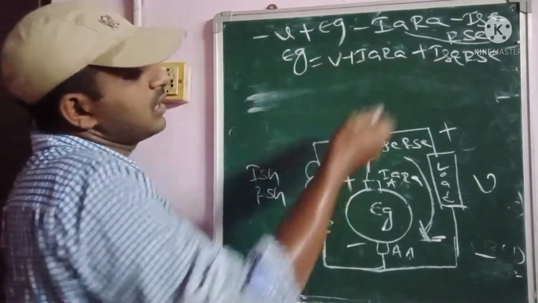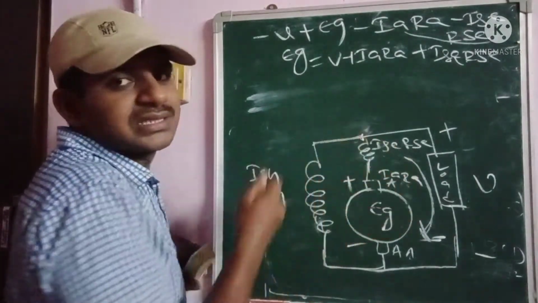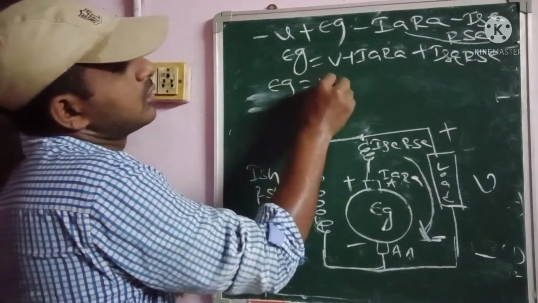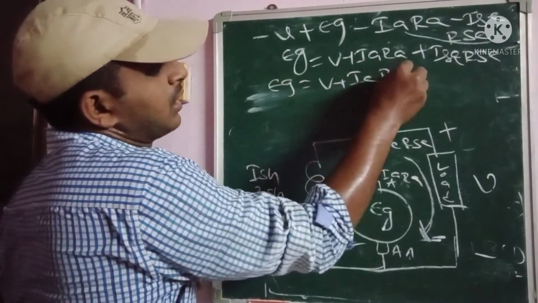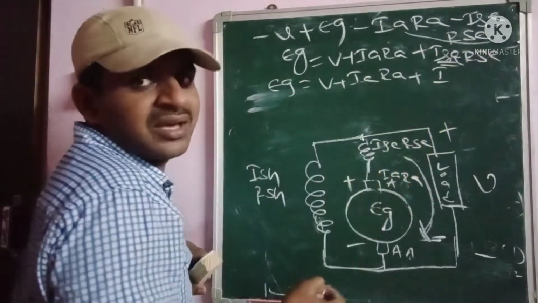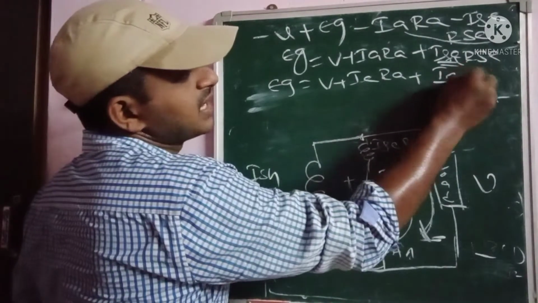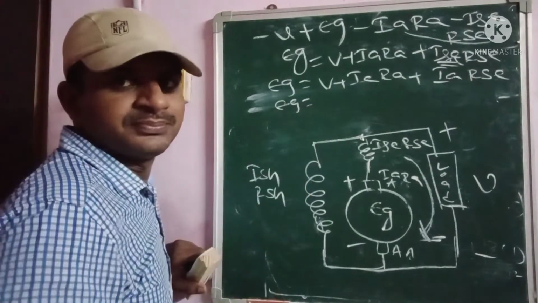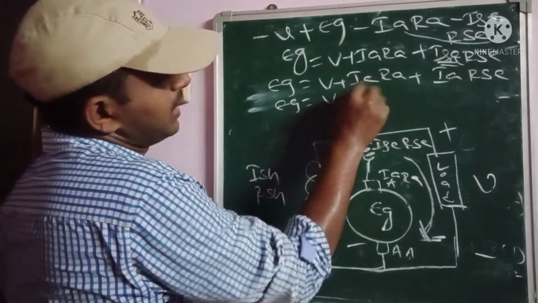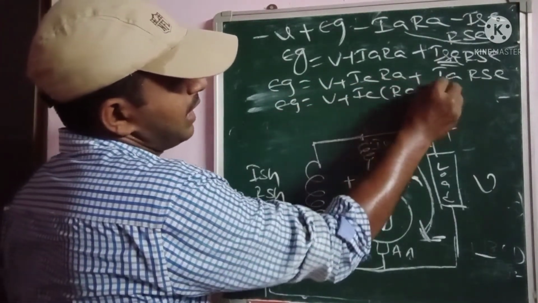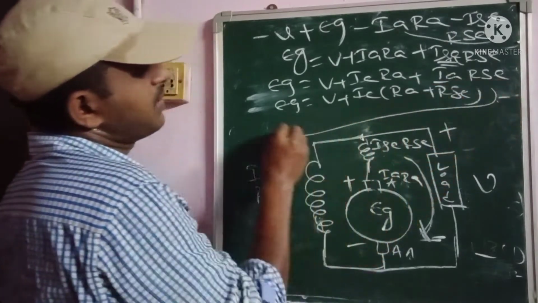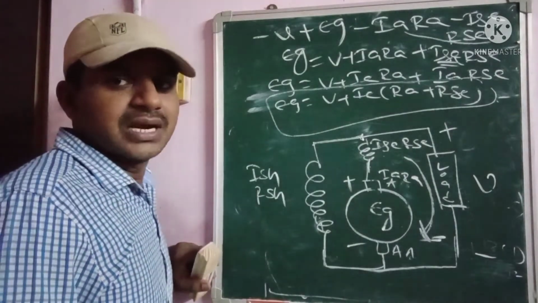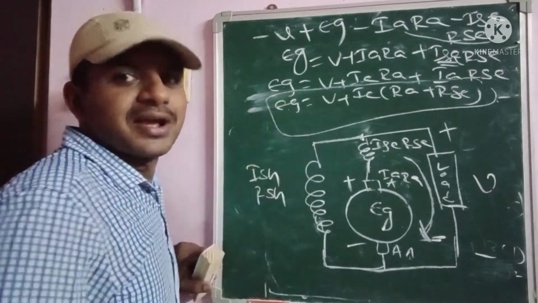Here you can know that IA is equal to ISC, already known. So from this equation, EG is equal to V plus IA into RA plus ISC into RSC, and instead of ISC we place IA, so IA into RSC. Therefore EG is equal to V plus IA into (RA plus RSC). This is the total EMF equation for the DC long shunt compound generator.